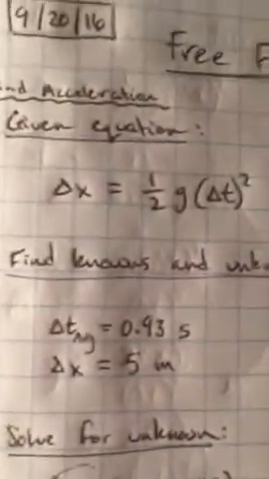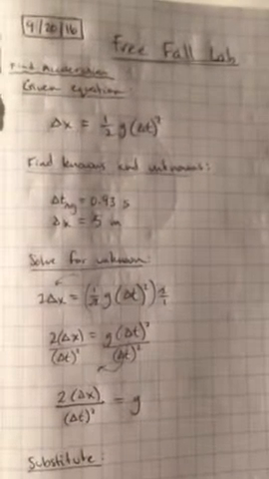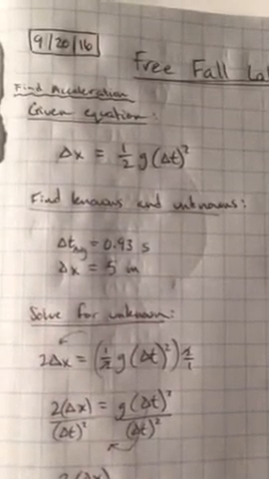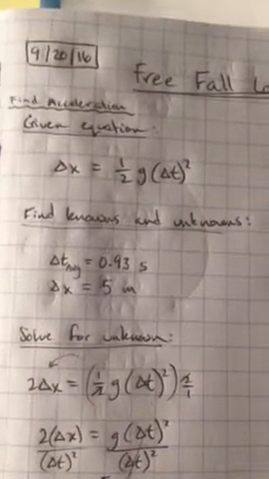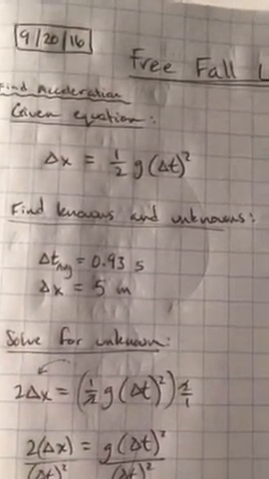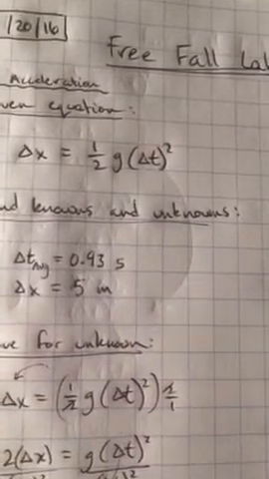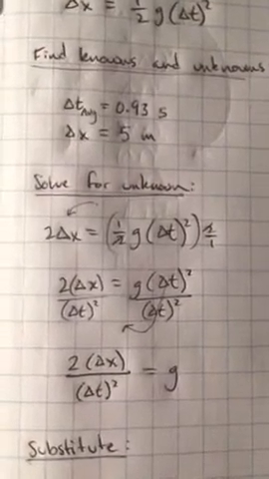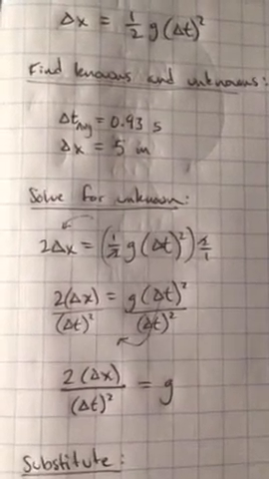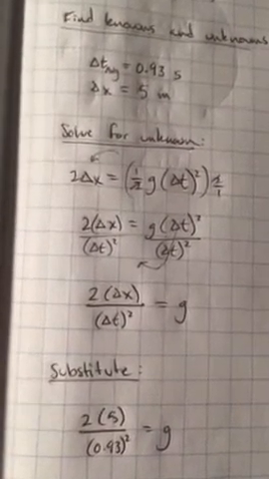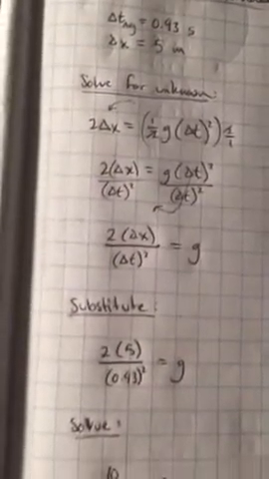We were given this equation, right? And what we did first is that I found my knowns and unknowns. My unknown here is my acceleration, my known is my distance or displacement, and my average time is 93 hundredths of a second. Then we would solve for our unknown, just move everything to the other side, and we would get 2 times the displacement over time squared equals the acceleration.